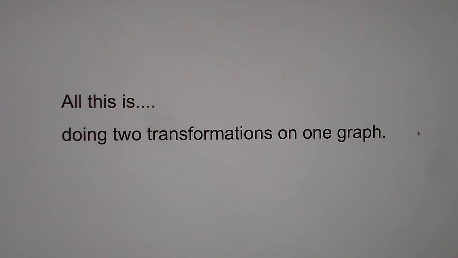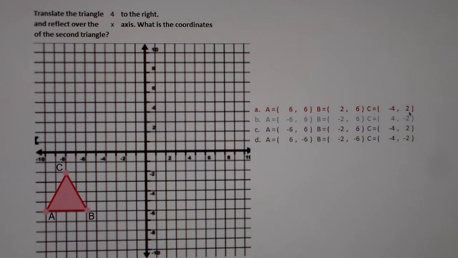So it's taking what we've already been doing, and then instead of just doing it once, we're going to do it twice on one particular graph. So I got some examples here. What it says in the directions in the upper left hand corner, just in case you can't read it, is translate the triangle 4 units to the right, and then reflect over the x-axis. And then we're going to find the coordinates of the second triangle. So let's get going here.